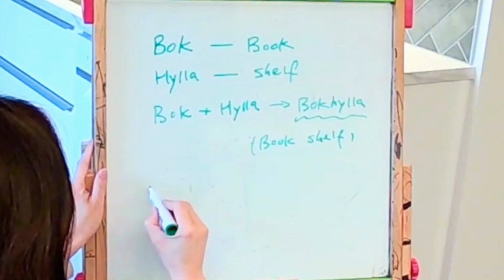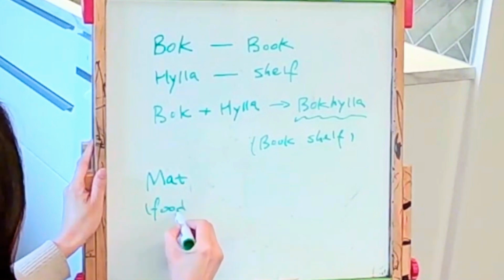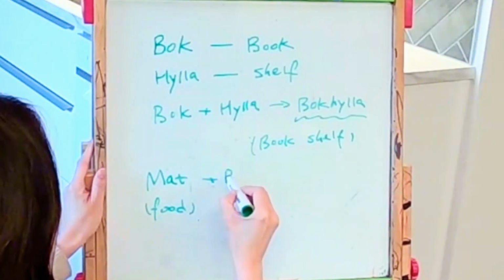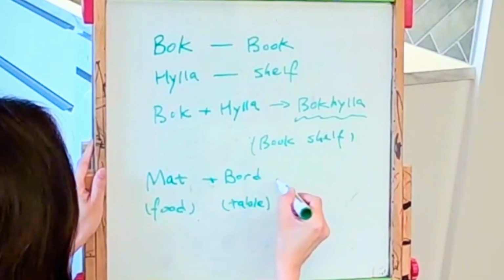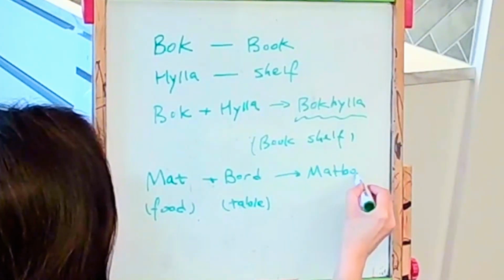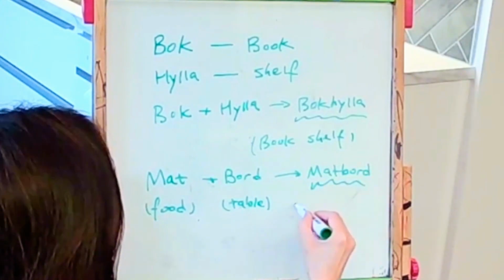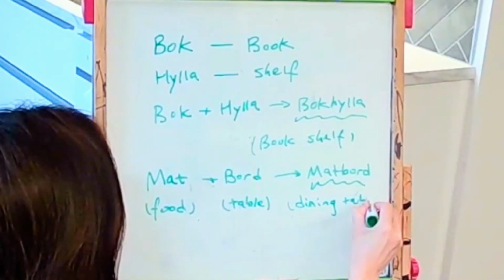Another example, mat means food. Bord means table. These two together, matbord, means dining table. When you understand the building blocks, you can often guess the meaning of long words. That makes the Swedish vocabulary feel much less overwhelming.